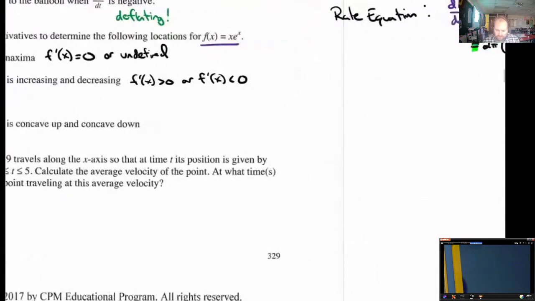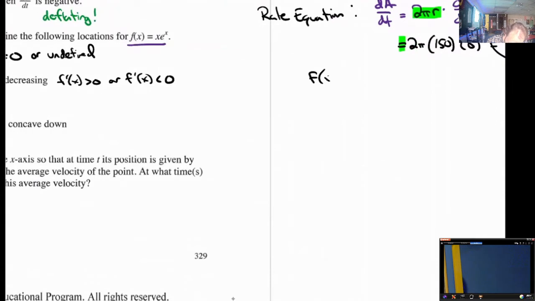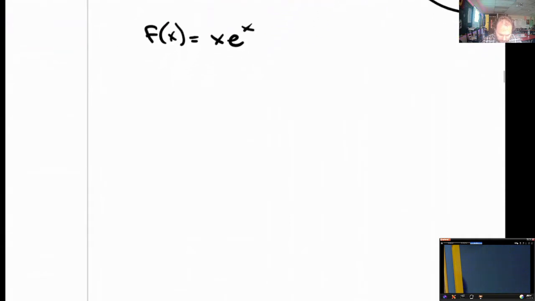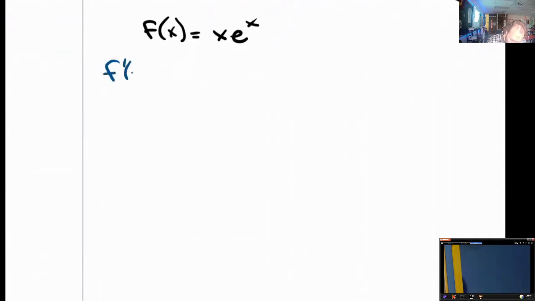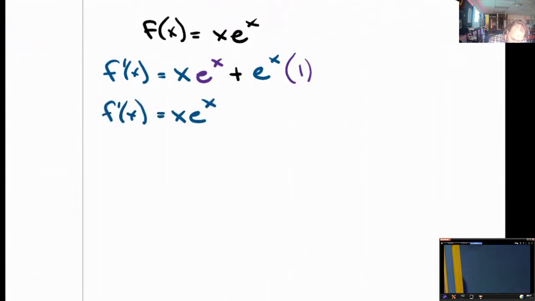So let's go over here into the space and do a little bit of work. We've got our original function, f of x, which is x times e to the x. And we are going to consider the derivative of this, f prime of x. For this, we're going to need the product rule. The product rule is going to have the original first thing, which is x, times the derivative of the second thing, which is e to the x, plus the original second thing, e to the x, times the derivative of the first thing, which in this case is 1. I'm just going to put that down there as a placeholder and then clean it up in my next step. So our derivative, f prime of x, is equal to x times e to the x plus e to the x.